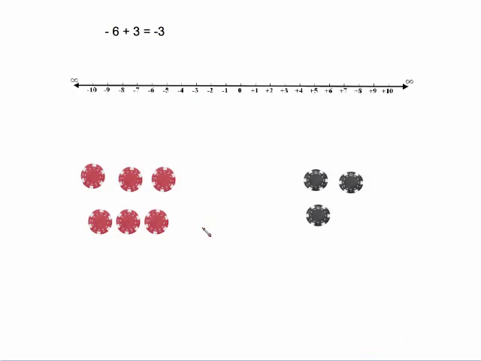And we can look at this with these little discs. Now we need to understand that the red discs are negatives, and the black discs mean you have that money. And a red disc and a black disc will cancel each other out. So -6 plus 3, there's our 6 reds. We're going to add to that 3 of our blacks, keeping in mind that a red and a black will cancel out. So that red and that black cancel out. That red and that black cancel out. That red and that black cancel out. And what are you left with? All red, specifically 3 of those reds, giving us -3.